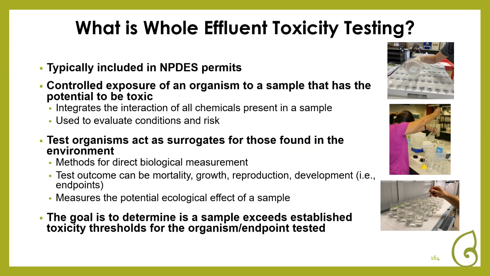Test organisms act as a surrogate for those found in the natural environment, and we're taking a direct biological measurement. So our test outcome can be organism survival, growth, reproduction, for example, and ultimately we're measuring the potential ecological effect of a sample. And the goal is to see, does that sample exceed the established toxicity thresholds for that particular organism or endpoint?